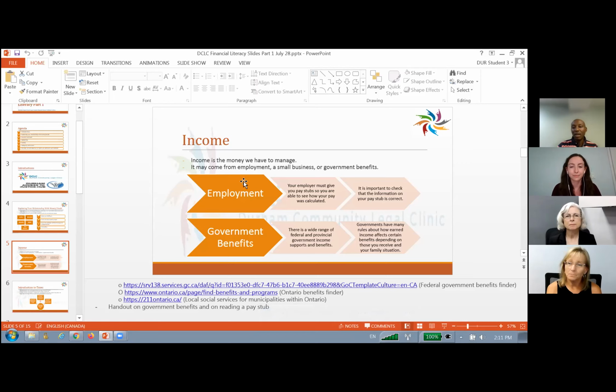Income is the money that we have to manage. It comes from different sources. For most of us it would be employment income. However, we have people running their small businesses, and any income derived from that business would be taxable income. We could also have government benefits, which would be taxable as well. So all that encompasses the income that we have to report and pay tax on.